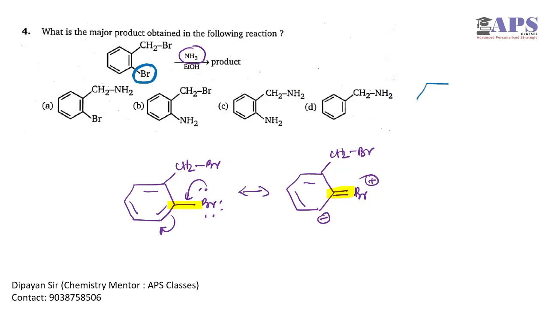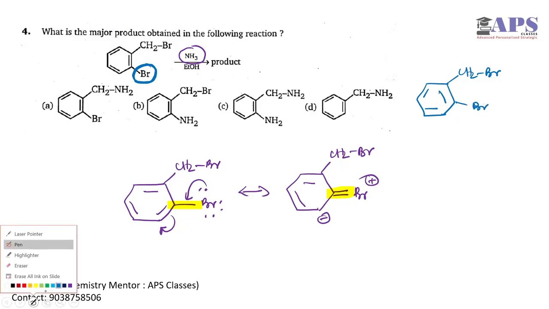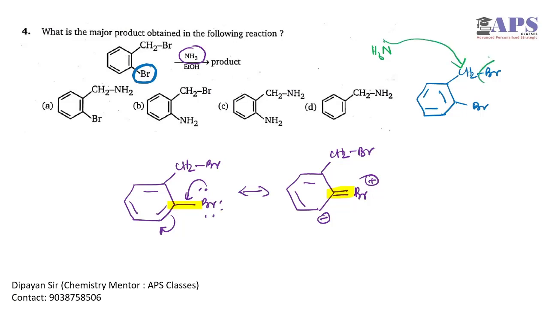Now we have ammonia and another leaving group is present. So we are not discussing whether this is going to be SN1 reaction or SN2 reaction, because in both cases the reaction product will be same. So if you start with ammonia, the lone pair can approach, this is going to be substituted, and the final product will look like this: this conjugated bromine is going to be present, and the second bromine will be substituted, and finally NH2 will be attached. So in question number 4, the option is going to be option A.